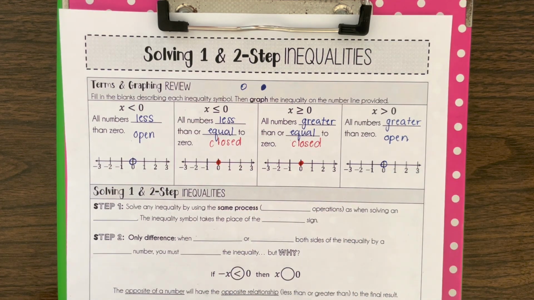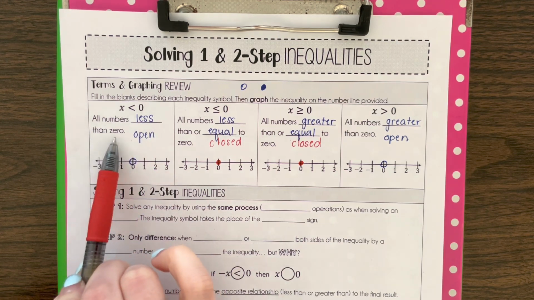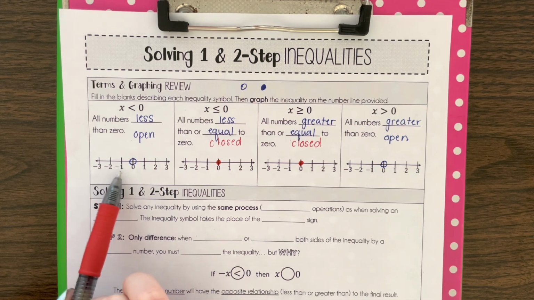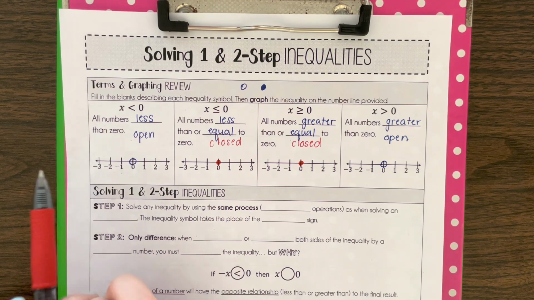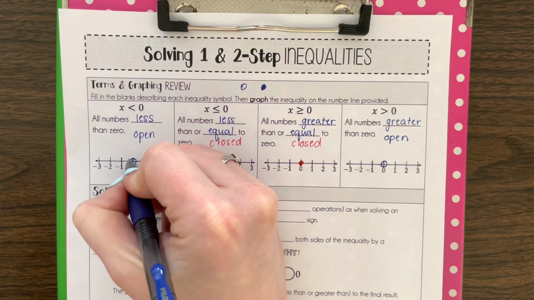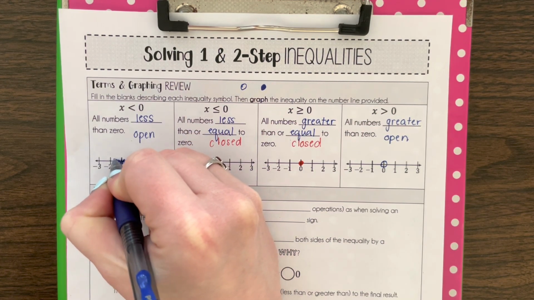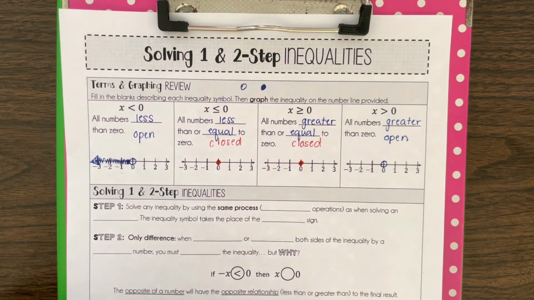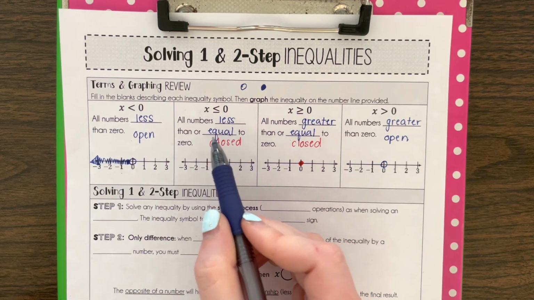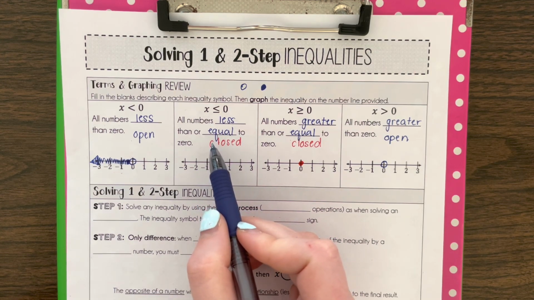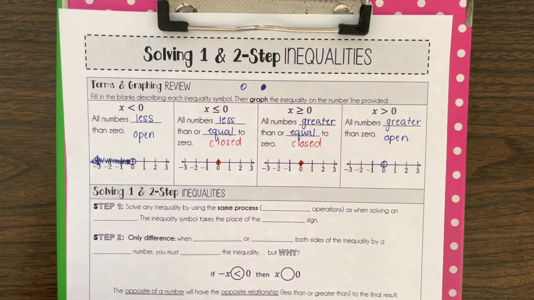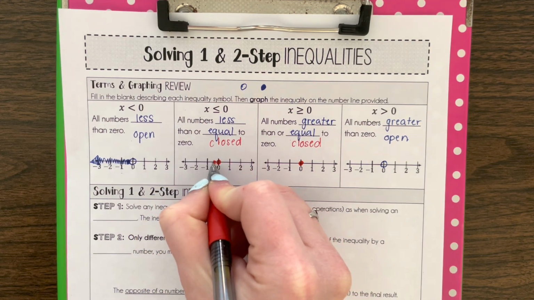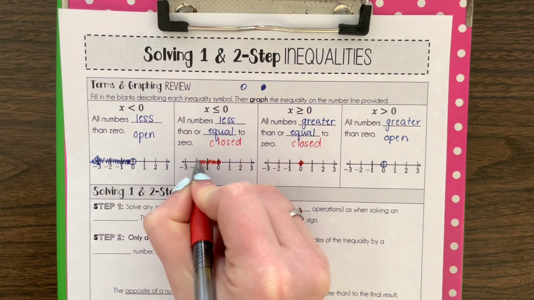Now we just need to figure out our shading. So all numbers less than 0. Well, what are numbers that are less than 0? -1, -2, -3, and so on. So that means we are going to shade to the left. Our next one, x is less than or equal to 0, so all numbers less than or equal to 0. Well, on this one, that would still include -1, -2, and -3, so we would still shade to the left.